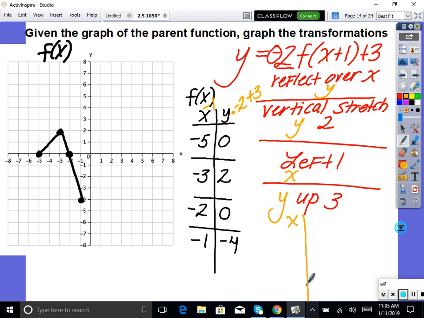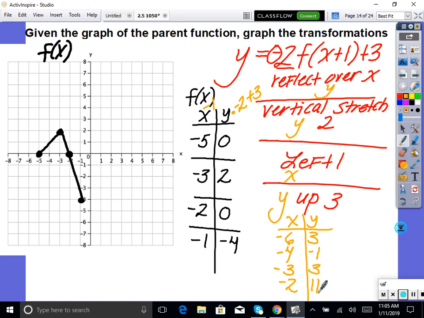And now we'll just write down our official new x, y points. -5 minus 1 is -6, right? -3 minus 1 is -4, -2 minus 1 is -3, -1 minus 1 is -2, 0. Now, 0 times -2 is 0, plus 3 is 3. 2 times -2 is -4, -4 plus 3 is -1, 0 we've already done, it's 3. -4 times -2 is 8, 8 plus 3 is 11.